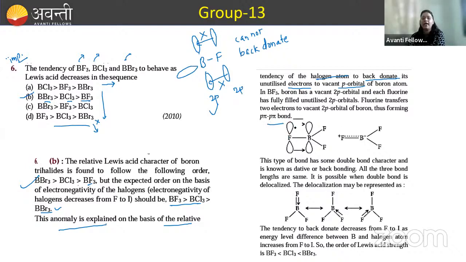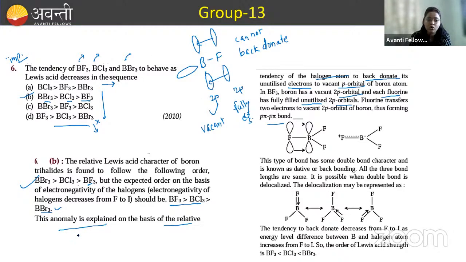Okay, so यहाँ पे क्या हो रहा है? In BF3, boron has a vacant 2p orbital and each fluorine has fully filled unutilized 2p orbitals. ठीक है, बोरॉन पे क्या है? वैकेंट ऑर्बिटल. और फ्लोरीन के पास क्या है? फुल्ली ऑक्यूपाइड है, इलेक्ट्रॉन्स खचाखच भरे हुए ऑर्बिटल्स. सो हियर व्हाट हैपेंस इज फ्लोरीन ट्रांसफर्स 2 इलेक्ट्रॉन्स टू वैकेंट 2p ऑर्बिटल. तो यहाँ पे क्या हो रहा है देखिए, सॉरी मैंने पहले बताया कि वो ट्रांसफर नहीं करेगा, तो देखो यहाँ पे क्या हो रहा है, it will transfer. ओके, फॉर अदर देयर विल बी नो ट्रांसफर.